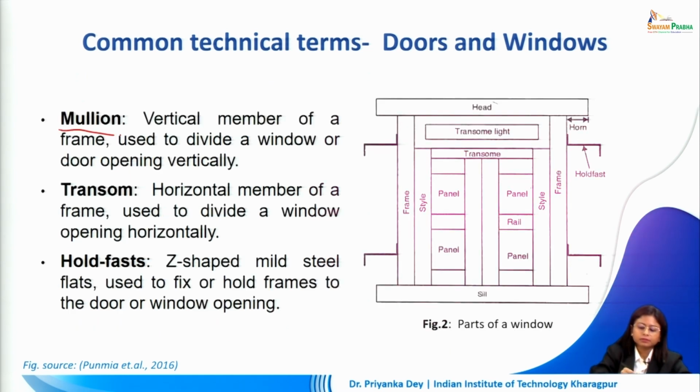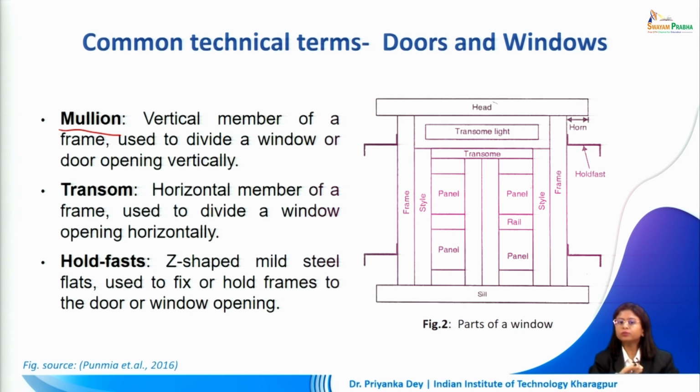Mullion is the vertical member of a frame. This is used to divide a window or door opening vertically. So, between the above rail and the bottom rail, if we are connecting the entire frame area from top to bottom with the help of a vertical division, so that the shutter can come and rest on this, it is a clear division. This is the mullion.